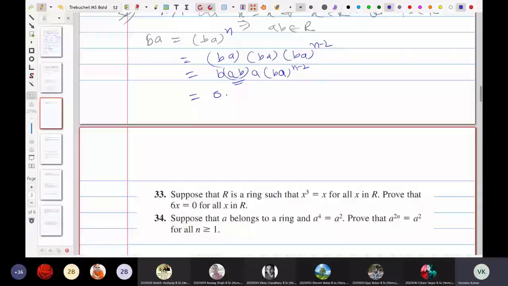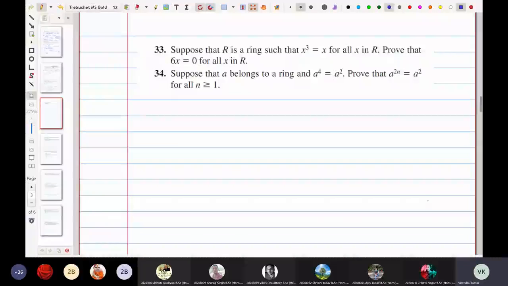Next, question number 33. Suppose that R is a ring such that x cubed equals x for all x in R. Then prove that 6x equals 0 for all x in R. So this is question number 33. We have been given x belongs to R and x cubed equals x for all x belonging to the ring.